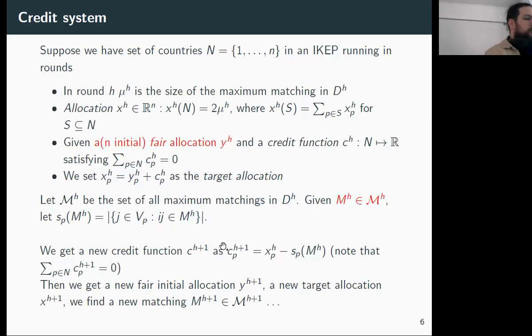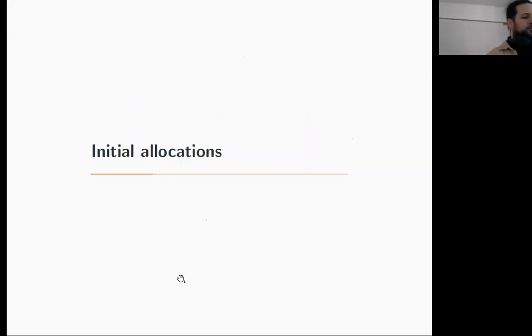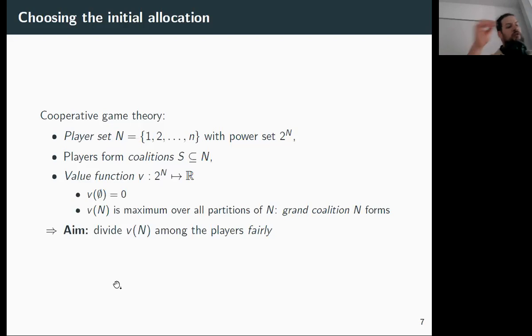So now I'm going to talk about two particular details that we have to care about. One is how we choose what is a fair allocation that we would like to meet. And the other is how we choose the maximum matching that fits our target the best. So first, we're going to talk about initial allocations, and this is where cooperative game theory enters the picture.